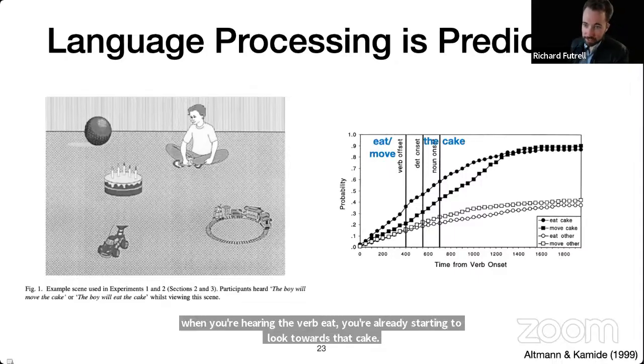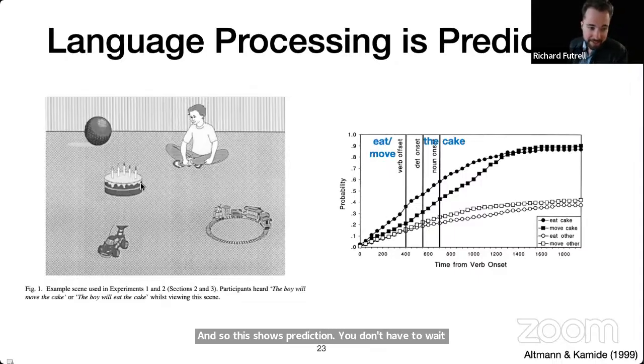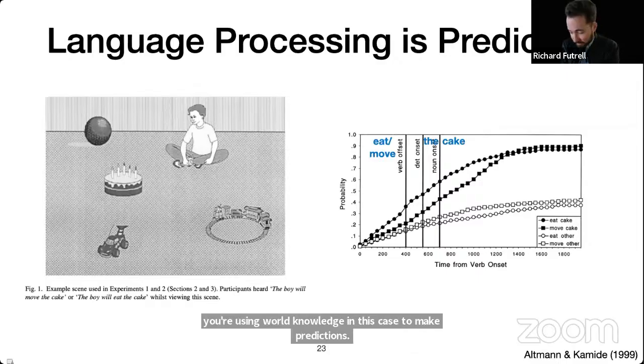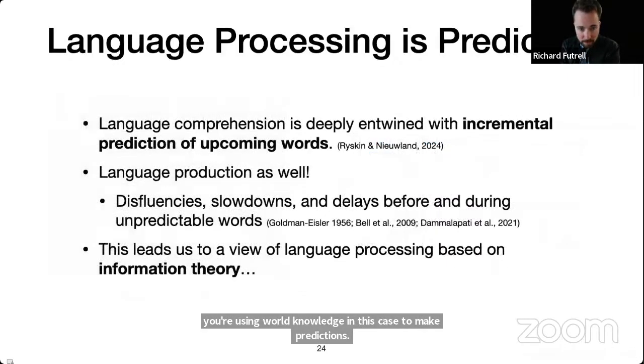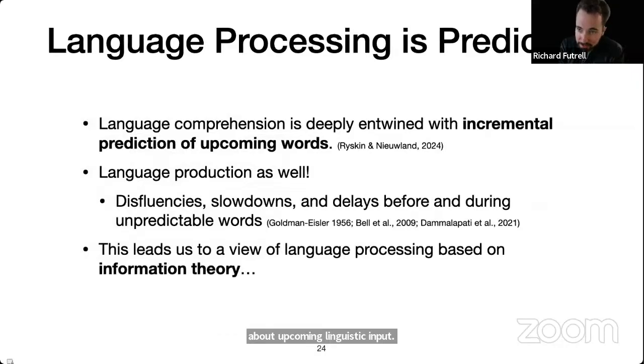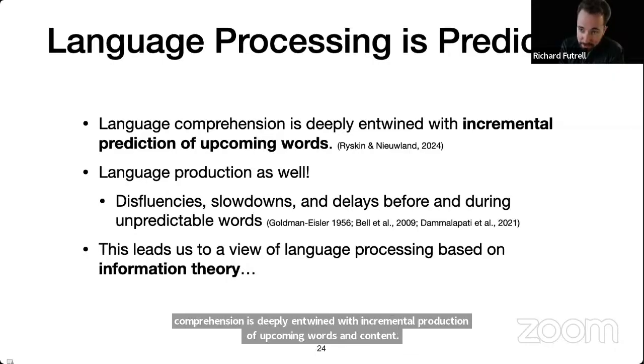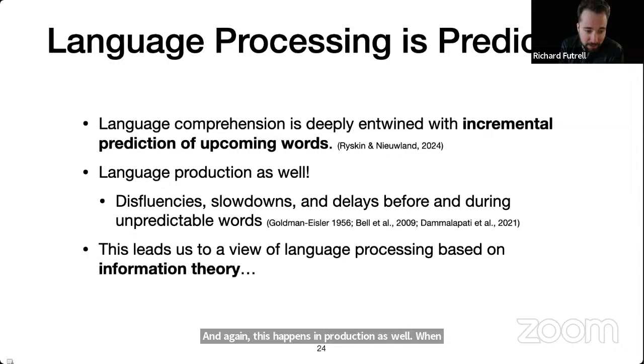You don't have to wait till you hear the word cake to realize that the cake is the thing that's going to be eaten here. So you're using world knowledge in this case to make predictions about upcoming linguistic input. Language comprehension is deeply entwined with incremental prediction of upcoming words and content. This happens in production as well. When things are unpredictable, you have disfluencies and so on. If we take this idea of prediction really seriously, that leads us to an idea of language processing which is fundamentally information theoretic. And I'm going to show you why.